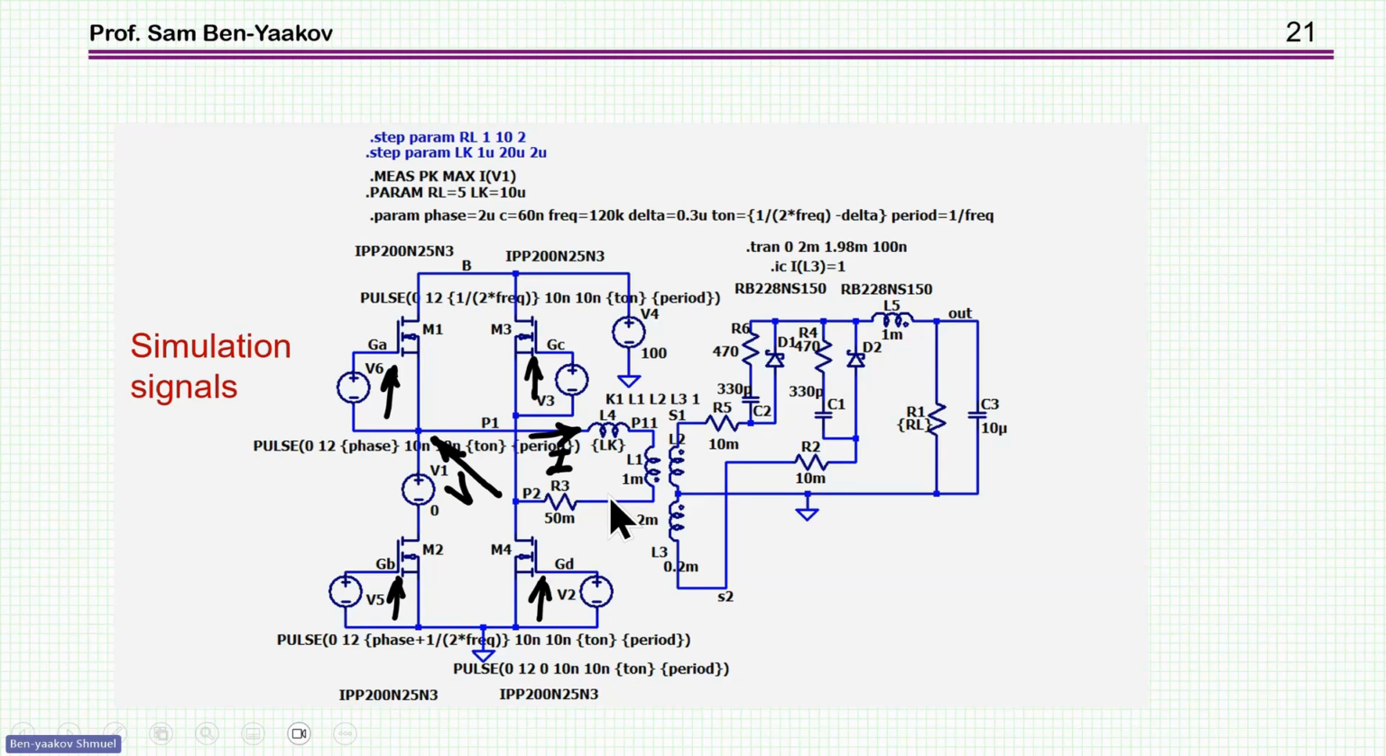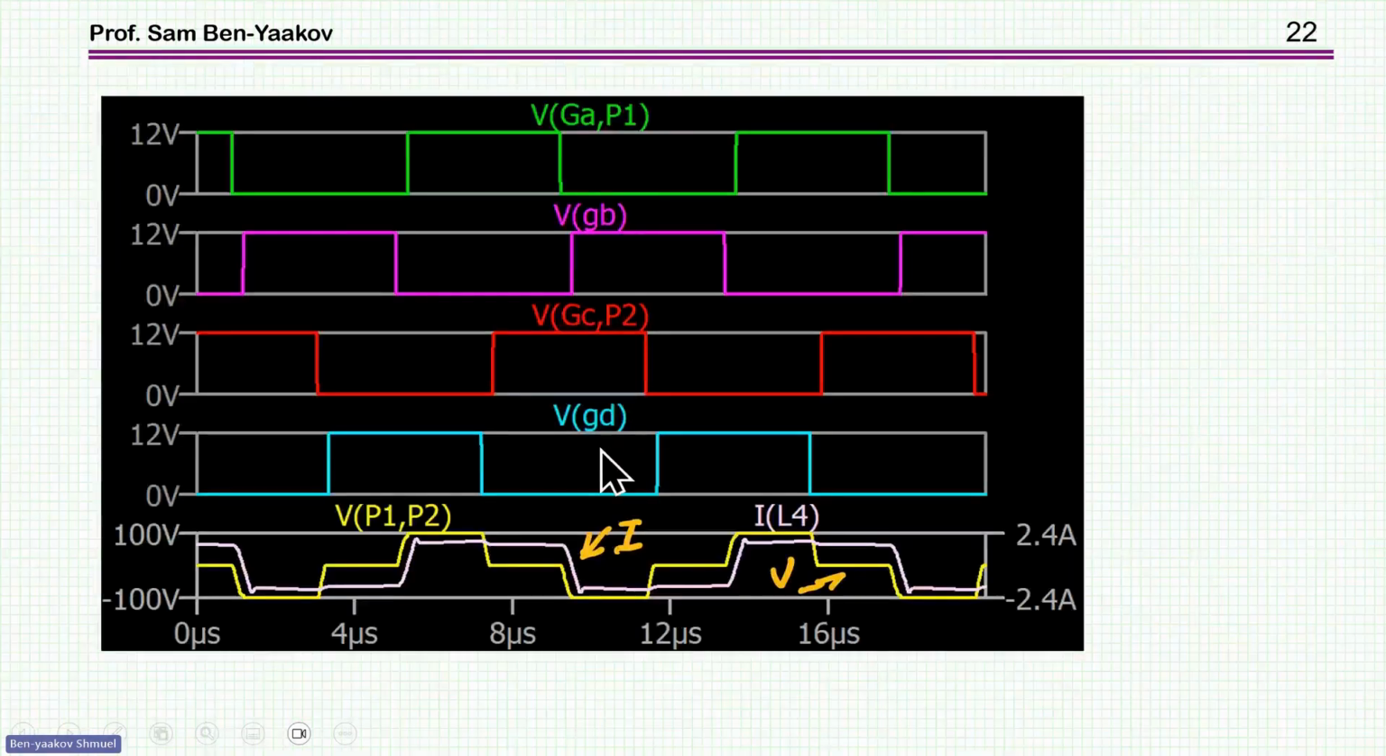So I'm going to show, first of all, these pulses here, the gates, and the voltage here, and the current, okay? So here it is. This is what I've drawn by hand, and here we have it by simulation. So I have the pulses of the gates, and then I have the output. This P1, P2 is the input to the transformer. Okay, so this is the duty cycle, and this is the current.